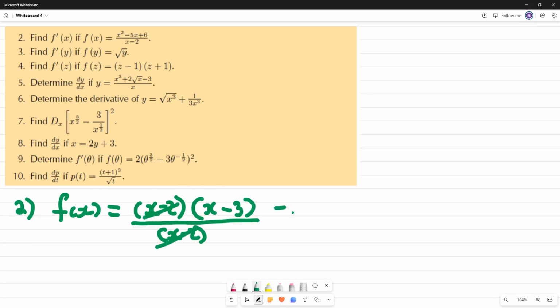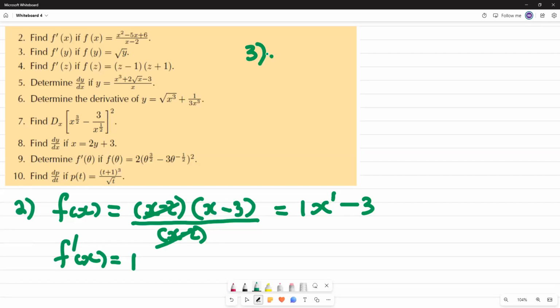Now your f of x is basically x minus 3. Now you can easily differentiate that. So f prime, remember here you have 1, you have 1. So 1 times 1, it's 1. Then the x will disappear because you're going to have x to the power 0. This will also disappear because the derivative of a constant is 0. Perfect. Now let's do 3.